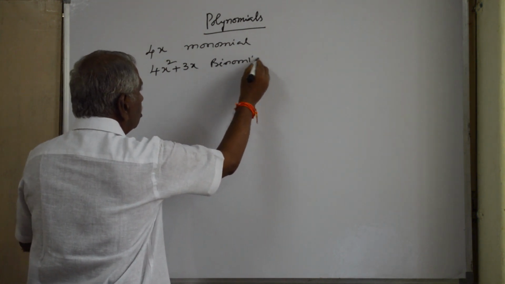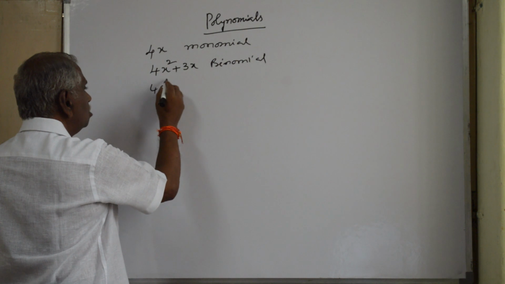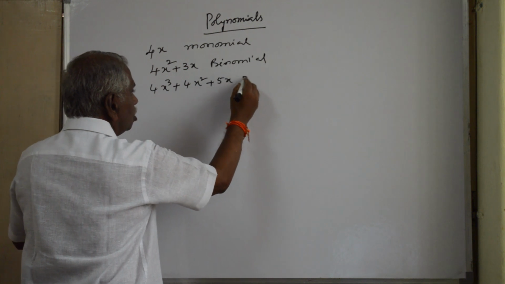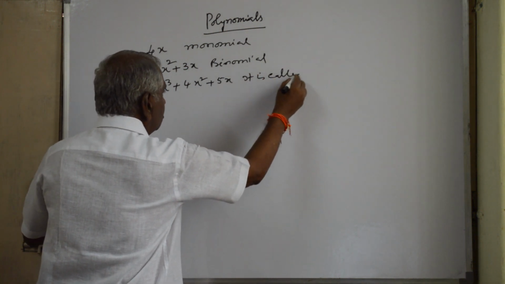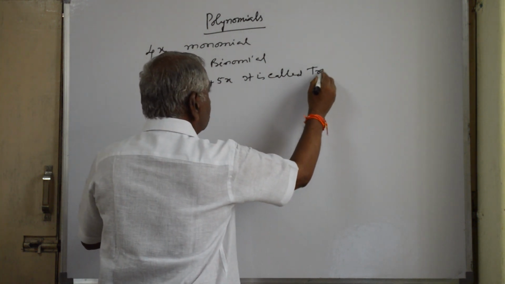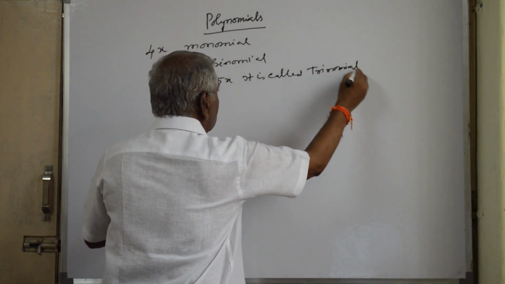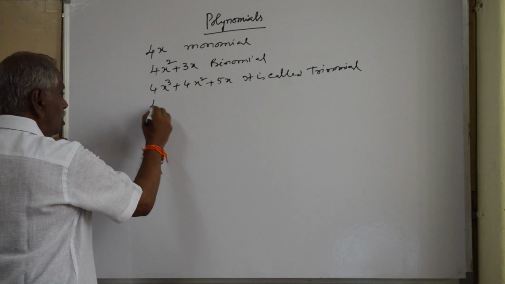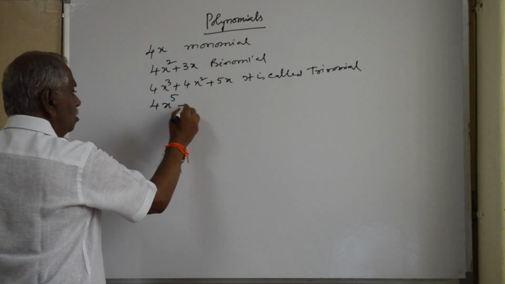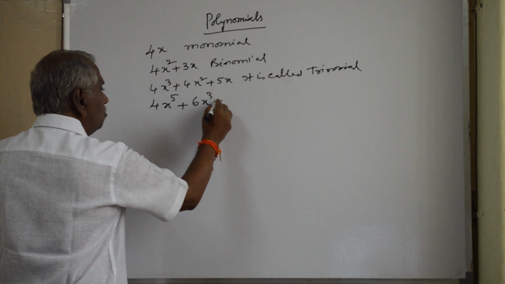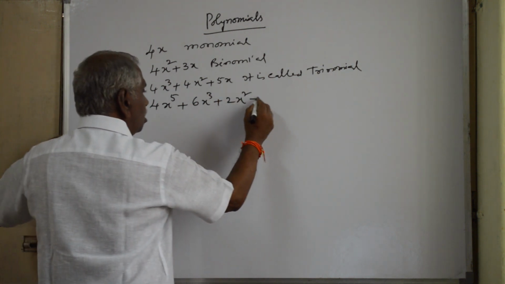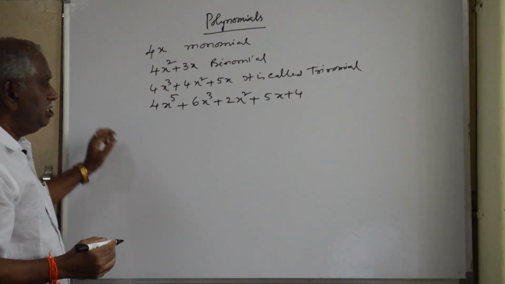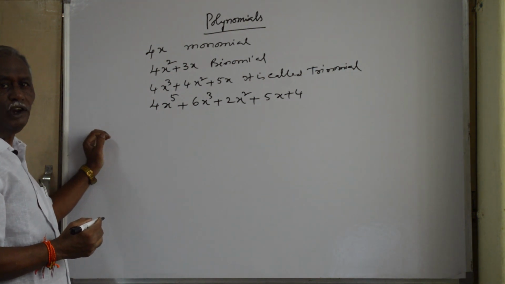Binomial. If an expression has three terms, it is called a trinomial. Tri means three terms. If an expression has more than three terms, it is called a polynomial. Let us suppose 4x power 5 plus 6x cube plus 2x square plus 5x plus 4. Here there are more than three terms. Now it is called a polynomial.